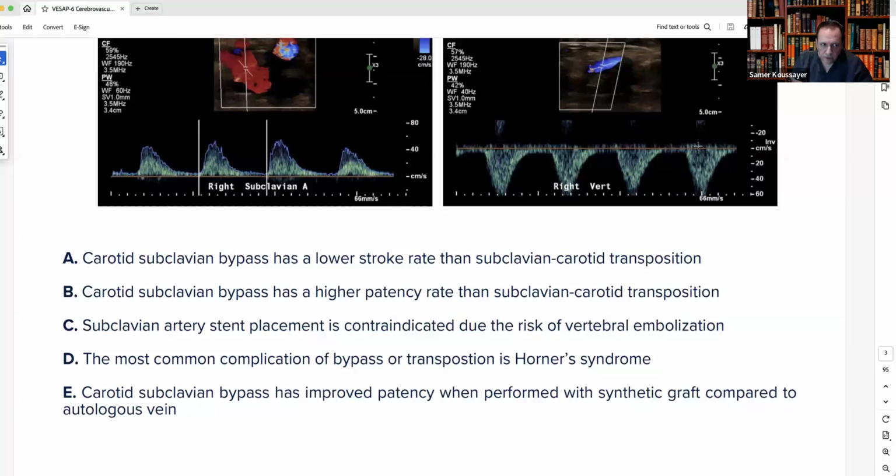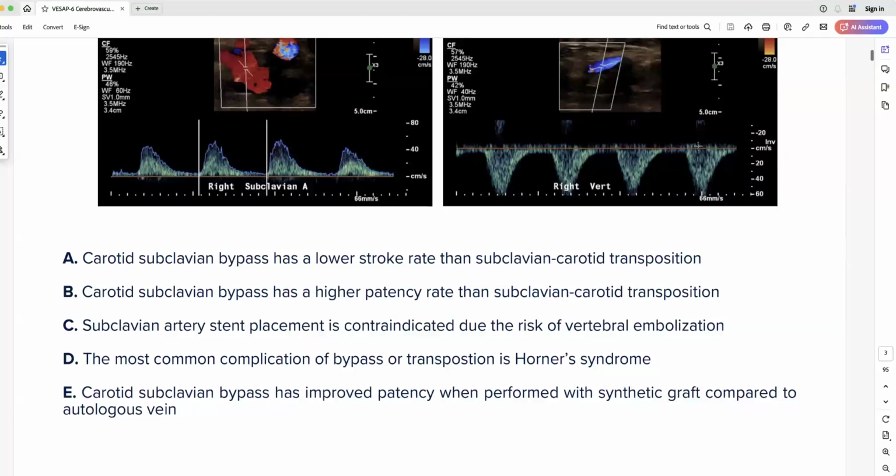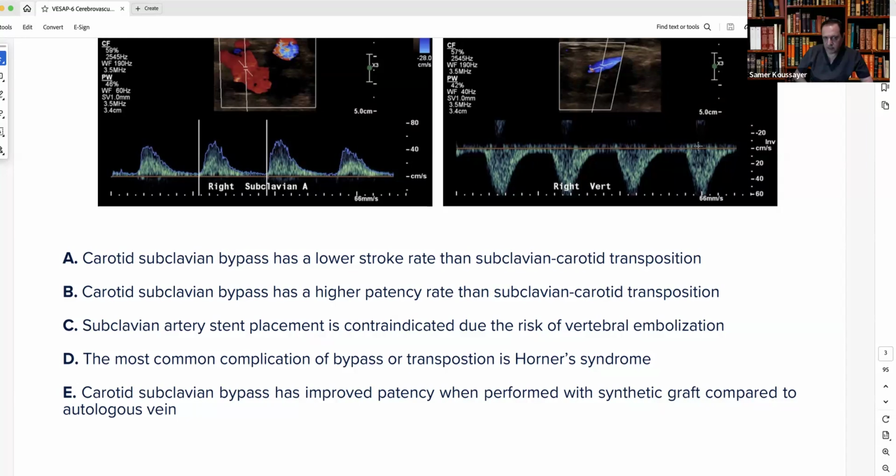Okay. Well, let's go to the next one. Carotid subclavian bypass has a higher patency rate than subclavian carotid transposition. This is wrong. I said the same patency. Same patency, same stroke rates, same mortalities, all the same. So there's no difference between them. Otherwise, we'd use one of them. If we thought patency was better, most people would use transposition. But all the studies show there's no difference.